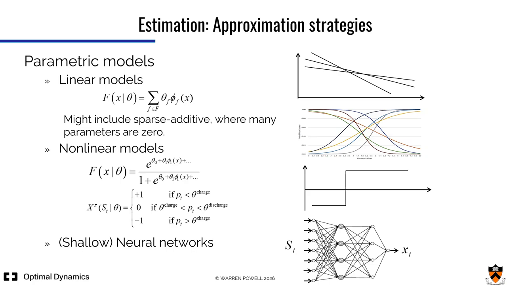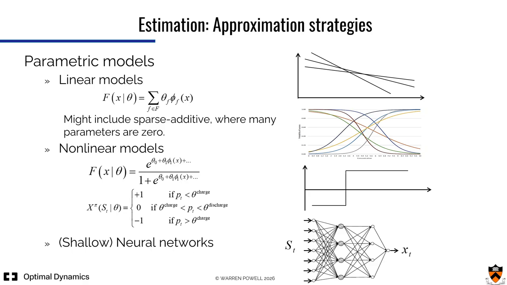Nonlinear models. A popular nonlinear model is a logistic regression. That's our S-curve that's plotted there. Or maybe a step function. That's actually a nonlinear model. It's not a smooth nonlinear model, but it is a nonlinear model, and is parameterized by the parameters that determine where the steps happen.